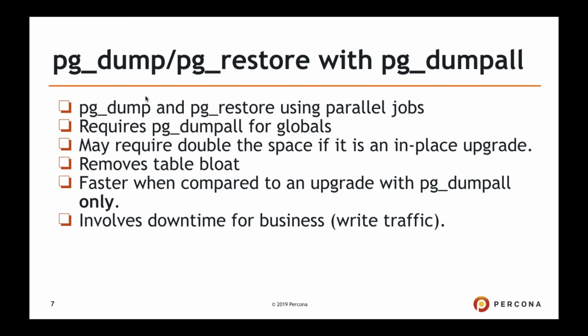And the advantage of using pg_dump over pg_dumpall for the upgrade is that pg_dump and pg_restore can work using parallel threads. So for example, if you have 12 cores or a lot of CPU cores, you could always use pg_dump with multiple jobs. I mean, maybe 4 or 8 parallel threads or processes can be spawned to the database to take a backup. So the backup would be faster, and even the restore is much faster. So your upgrade will be faster when compared to an upgrade with pg_dumpall only.